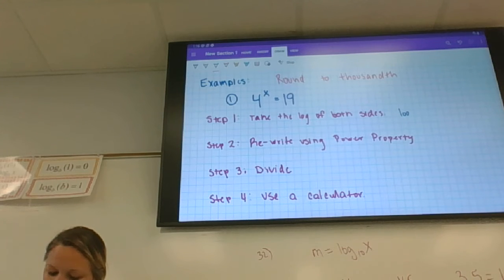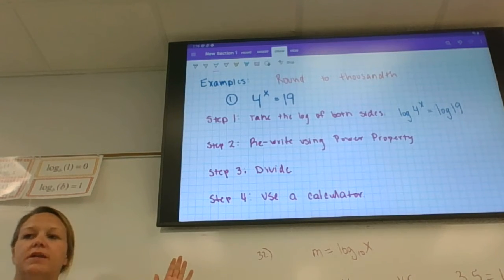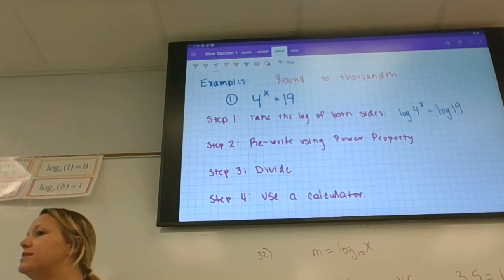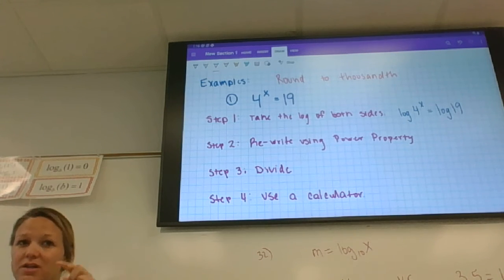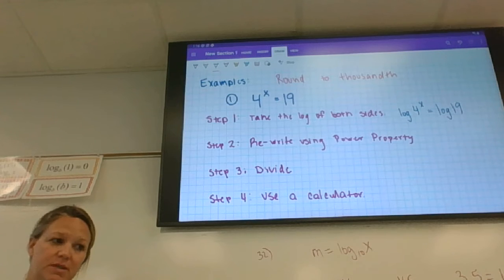That literally means write the word log on both sides. So it's the same equation, but I'm writing log on both sides. Notice I don't have a base there. That means it's an invisible base 10, which is what the button on your calculator does. Invisible base 10.